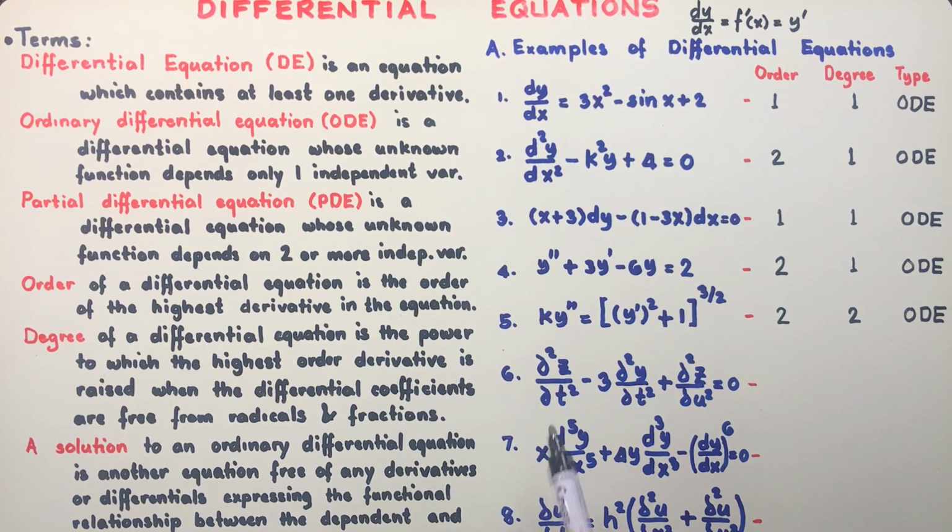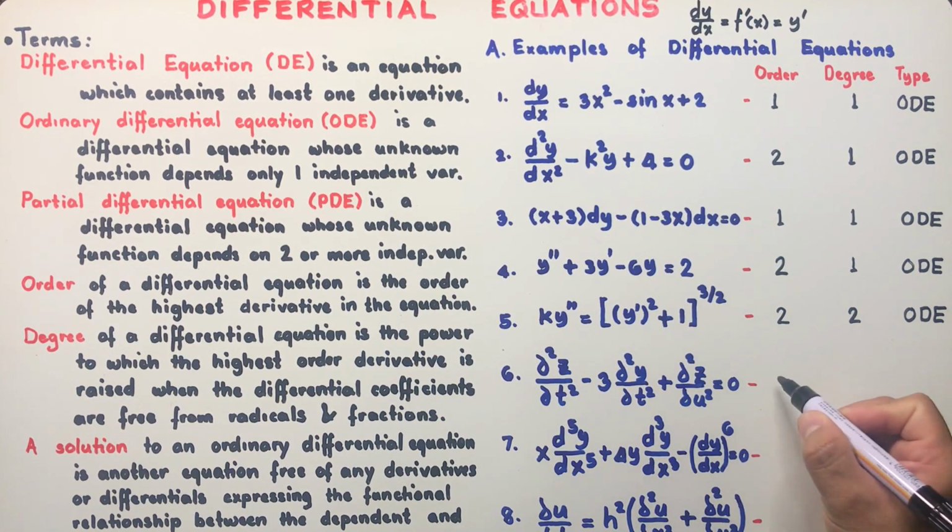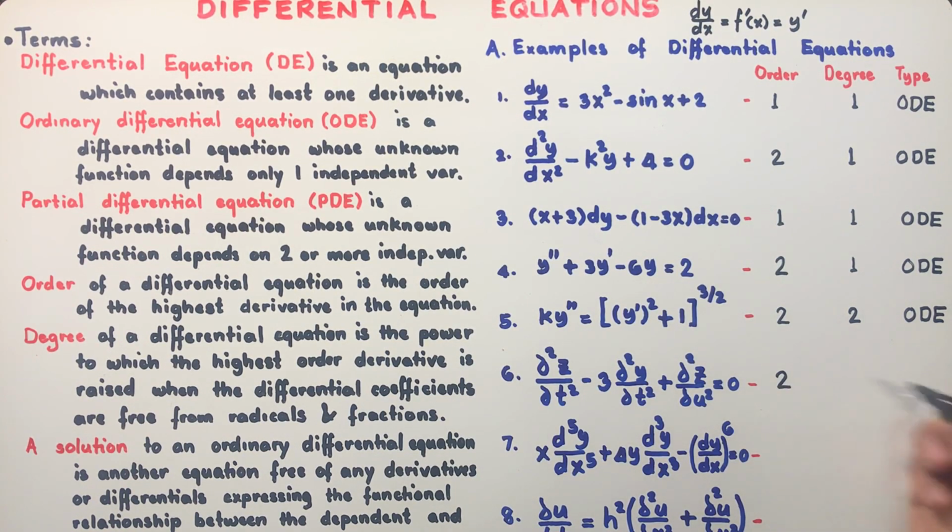Number 6, the second partial derivative of z with respect to t minus 3 times the second partial derivative of y with respect to t plus the second partial derivative of z with respect to u is equal to 0. So what is the order of this differential equation? You see here that the highest order is 2 because all of them are in the second order. So the order of the differential equation is 2.